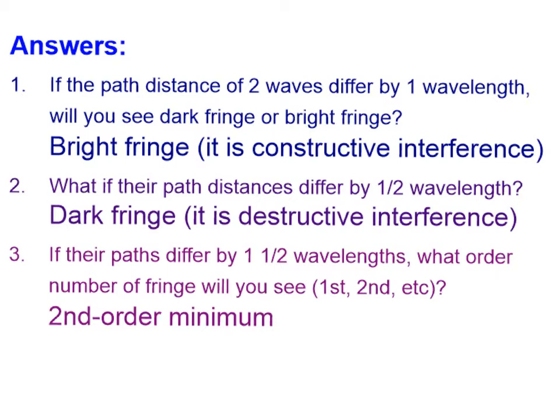If the path distance of two waves differ by 1 wavelength, you're obviously going to see bright fringe. It's constructive interference. And if their path distances differ by half a wavelength, you'll see a dark fringe because it's destructive interference. What about this question? You're going to see the second order minimum. And why is this? If you think about our central bright maximum right here, the two dark bands on either side are our first order minima, and those would be represented by half a wavelength. The next odd numbered half wavelength would be 3/2 wavelength, or 1.5 wavelengths. That's going to be second order minima, and that's why if they differ by 1.5 wavelengths, we're going to see second order minima.